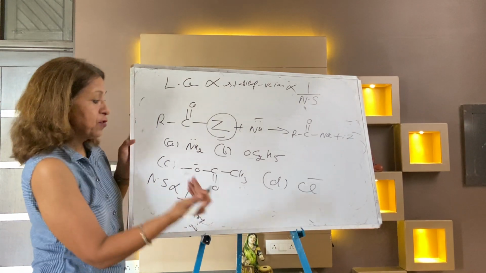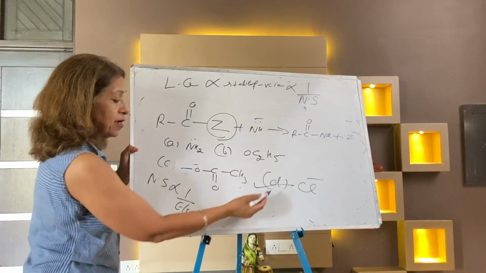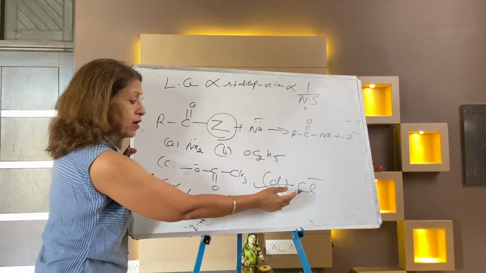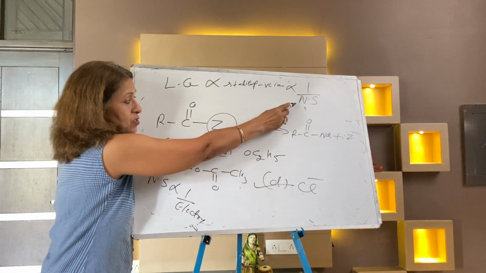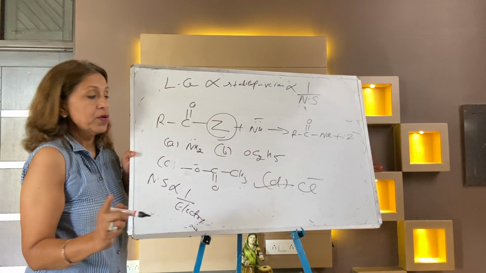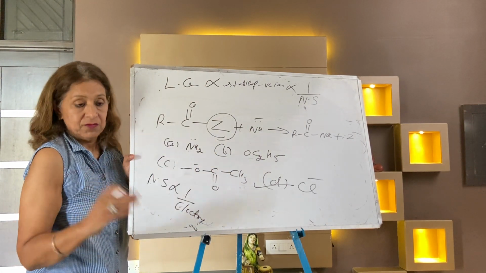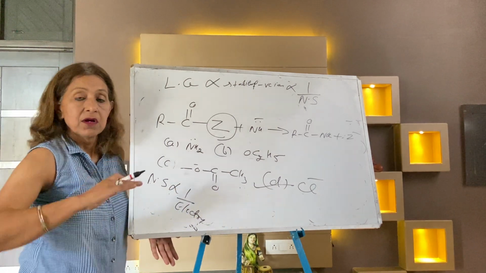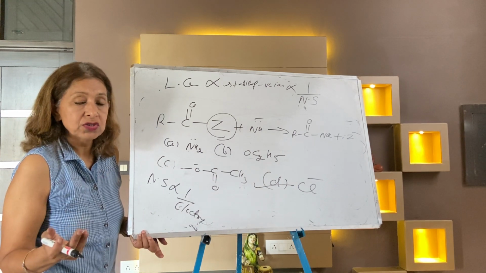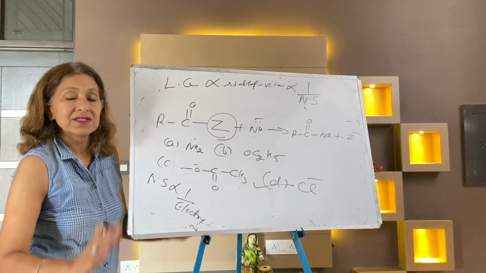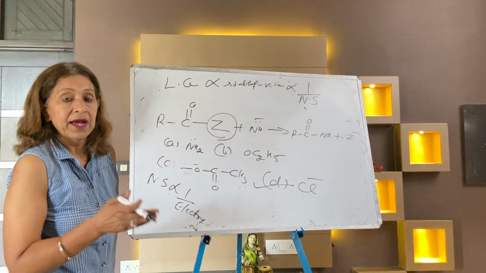More electronegativity means less nucleophilicity. The most electronegative here is chlorine, compared to nitrogen and oxygen. So the chlorine atom is more electronegative. More electronegativity means nucleophilic strength is less, which means it's a better leaving group. So the answer is Cl minus. When you attempt a few questions, identifying the nucleophile and the leaving group, after attempting 5-6 questions this concept will get clear. This is the main concept of the chapter Haloalkanes and Haloarenes.